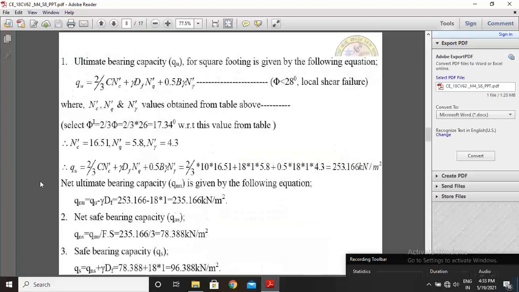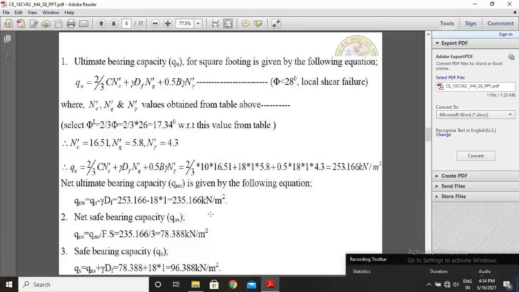Therefore, substitute the values in this equation: 2/3 C NC dash plus gamma DF NQ dash plus 0.5 B gamma N gamma dash. 2/3 into C is 10 into NC dash is 16.51 plus gamma is 18 into DF is 1 into NQ dash is 5.8 plus 0.5 times B is 1 meter, gamma is 18 into N gamma dash is 4.3. After solving, we are getting the answer 253.166 kilonewton per meter square. This is the ultimate bearing capacity.